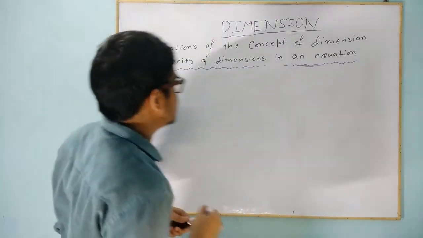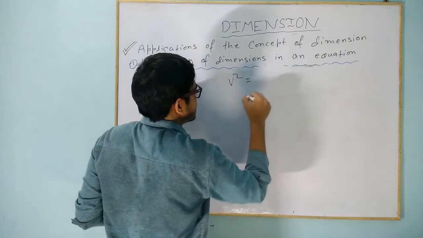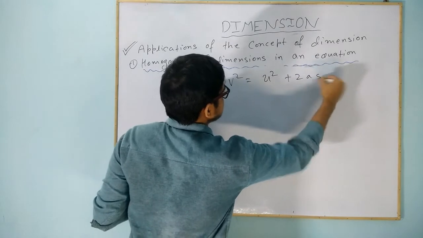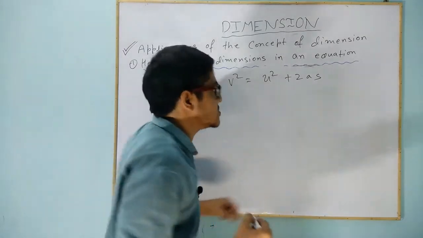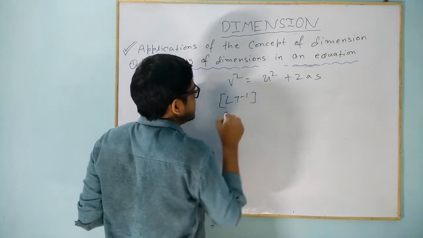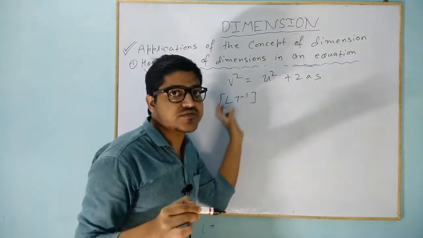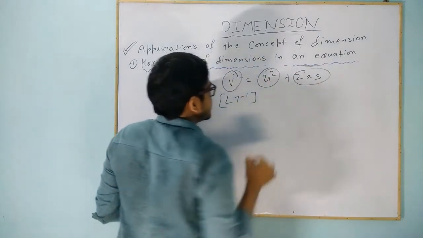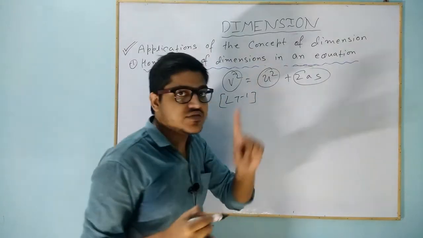Let's check the dimensional correctness of a few other equations. We will take simple equations only, because my aim is to make you understand the concept. V square is equals to u square plus 2as. Again, an equation of motion for one dimension, right? With constant acceleration. V, velocity, meter per second, L t raised to the power minus 1 would be the dimension. For this equation to be dimensionally correct, there are three terms, because three terms are being added or subtracted with each other. V square, u square and 2as. Each term should have the same dimension, whatever dimension it is.